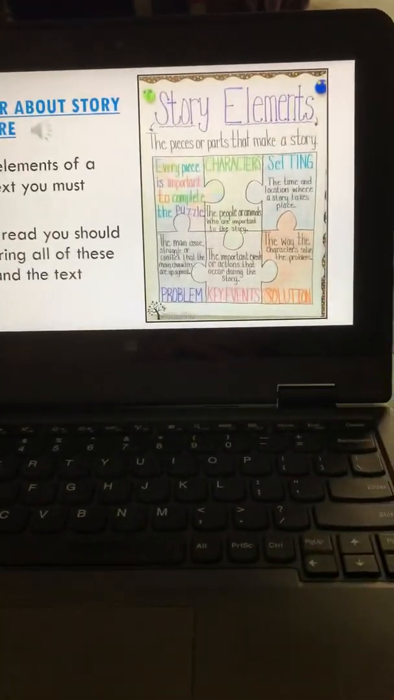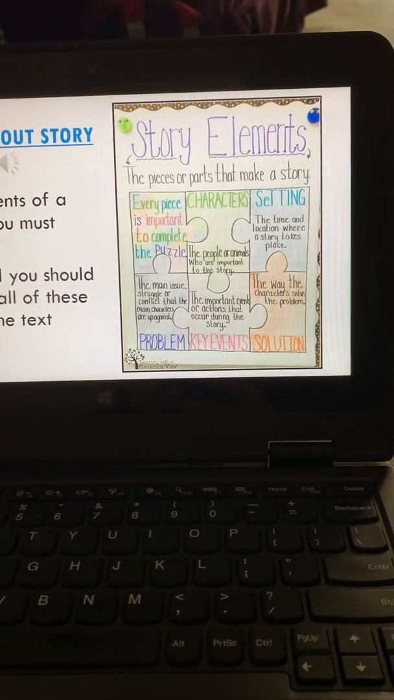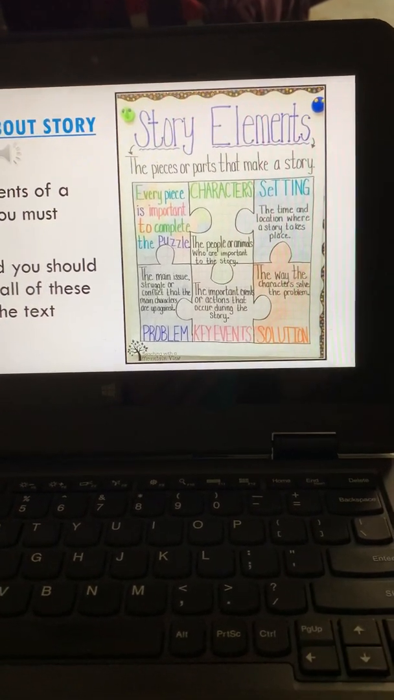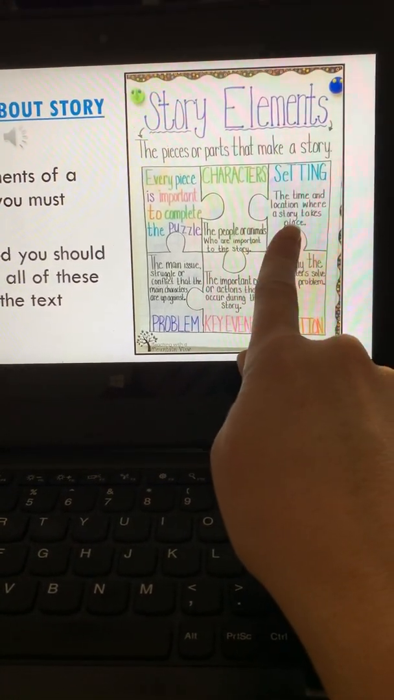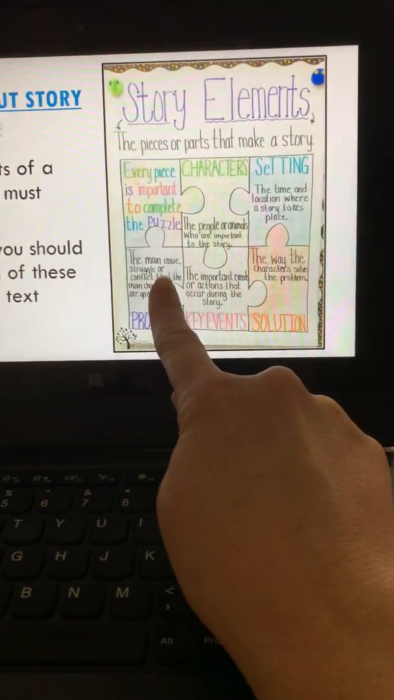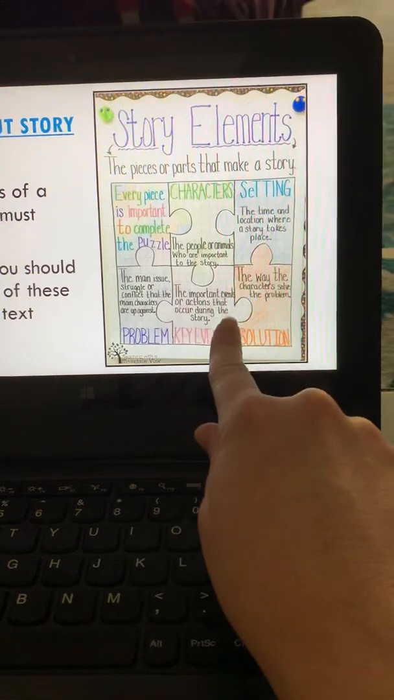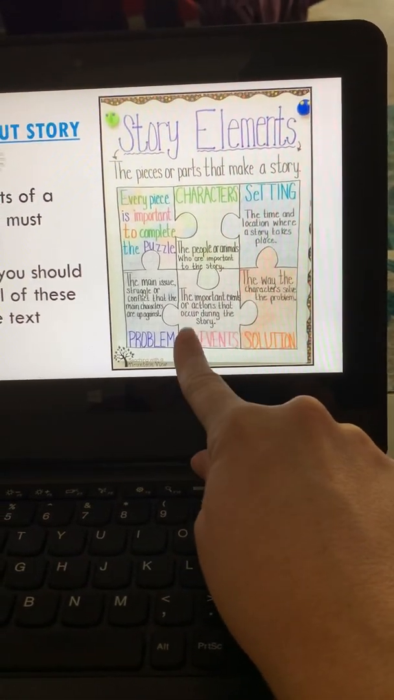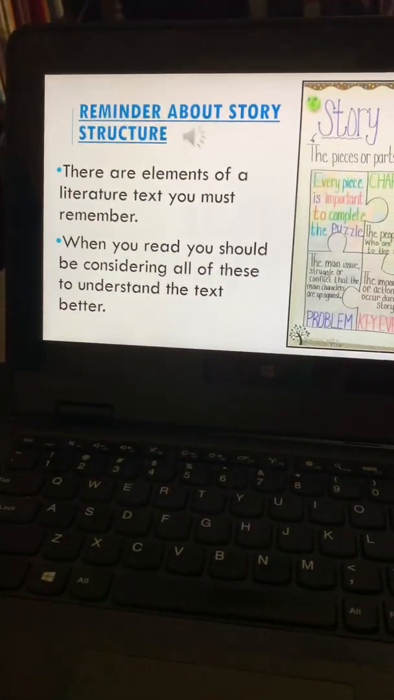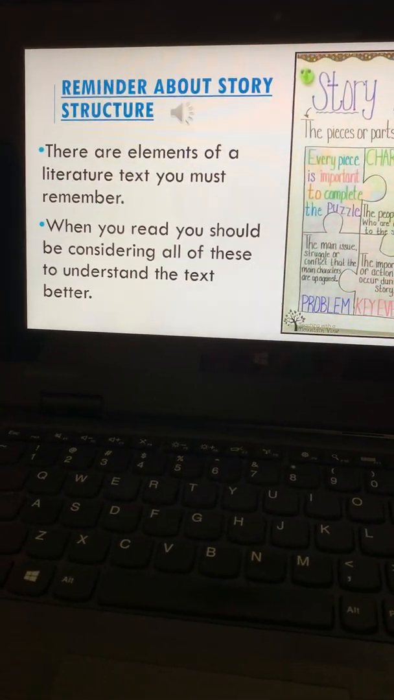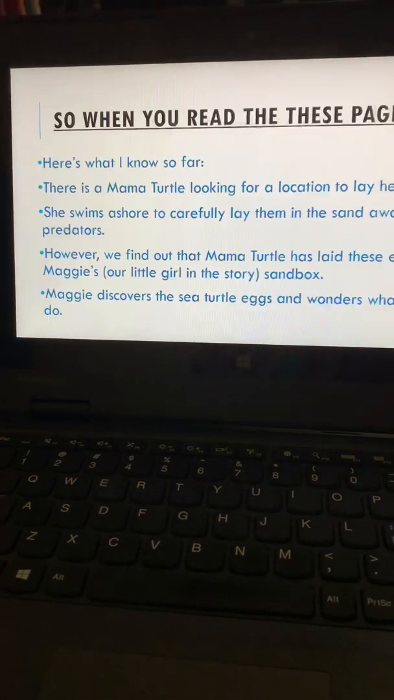So just a friendly reminder about story elements. These are those things that we need to make sure that we're paying attention to. Remember, every piece has an important part to complete that puzzle. So you need to be working on characters. Those are the people in the story, setting where the story takes place. There is always going to be that problem or that struggle or conflict that happens. And we have to figure out what key events that character has to build to in order to get a solution. So remember, these elements are always going to be in that literature text. Please make sure that when you're reading, you're considering all of these ideas.